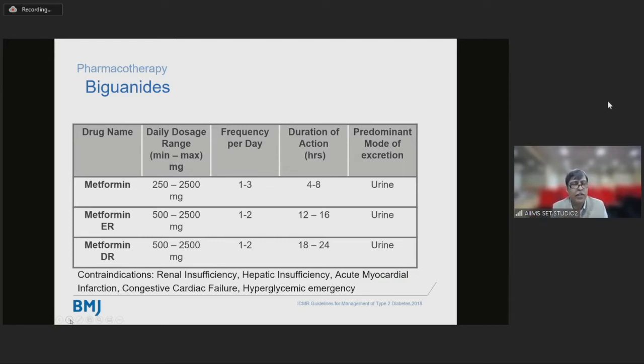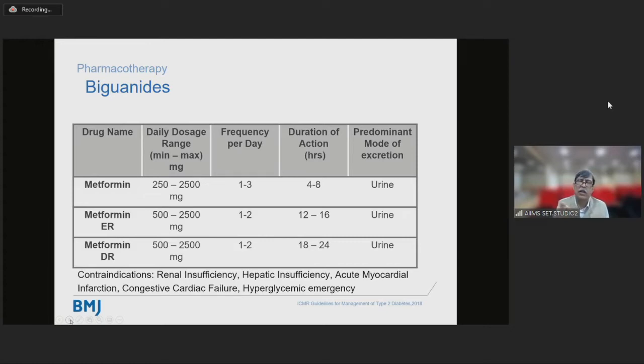My agent of choice and the first agent which we must consider in every single person with type 2 diabetes is metformin. Most people say you can go up to 2.5 grams. I normally stop at 2 grams unless it's a really big built person. Most of us have now started shifting to either an extended release or a delayed release metformin so that we can get by with 1 or 2 times daily use.